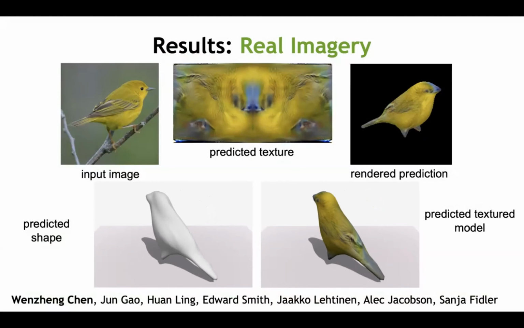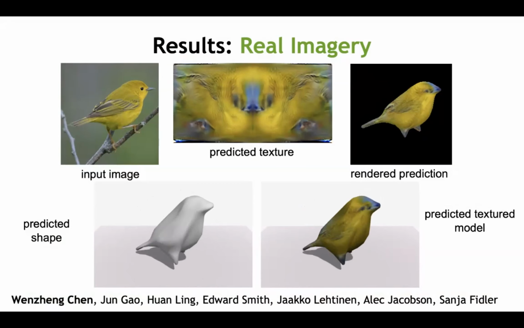Some results on real imagery. Here we follow past work, which essentially takes real imagery, even in training, and annotates key points across different examples. These key points are used to compute structure from motion cameras, which basically gives you different viewpoints of the object, and you can use this during your training to impose consistency.